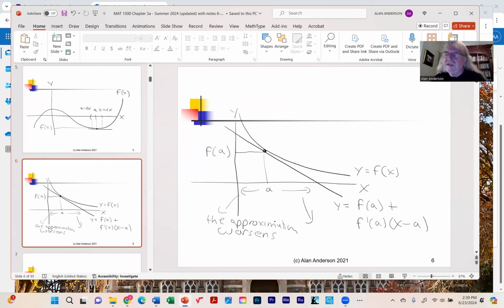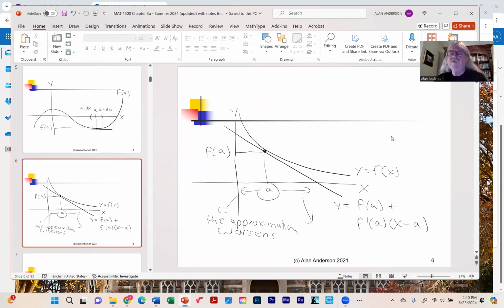But when we're really close to A, we can have a very good approximation, as long as we don't get too far away. All right. Now, by the way, if we are going to need to move to another part of this curve, we probably would need a different tangent line.